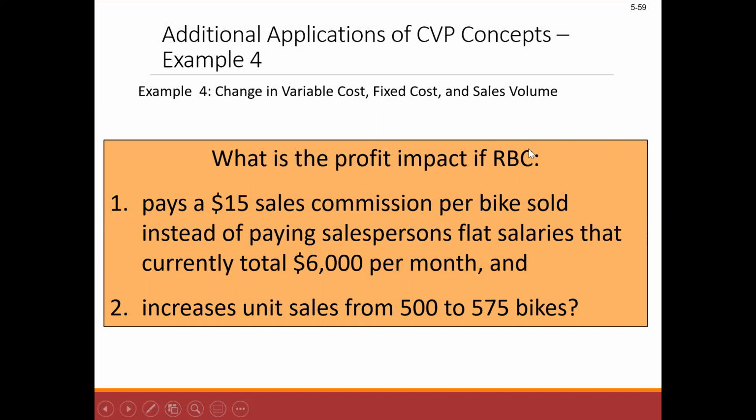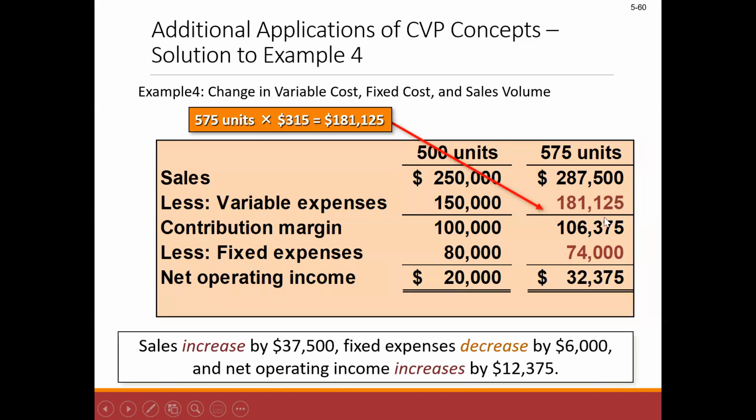So what is the profit impact of RBC if they pay a $15 sales commission per bike sold instead of paying salespersons flat salaries that currently total $6,000 a month? And as a result of that, unit sales increase to 575 bikes. So our variable costs are going to go up 15 bucks a bike, but our fixed costs are going to go down 6,000. So you see here, our variable costs went up 15 bucks a bike, but our fixed costs went down. Is this something you'd want to do? Well, it definitely looks profitable, doesn't it?